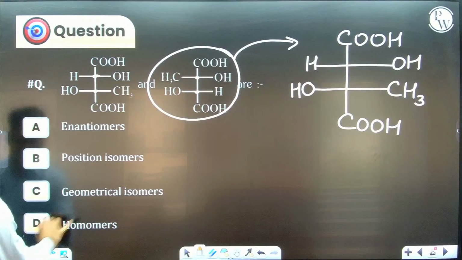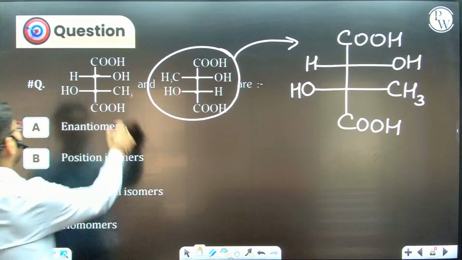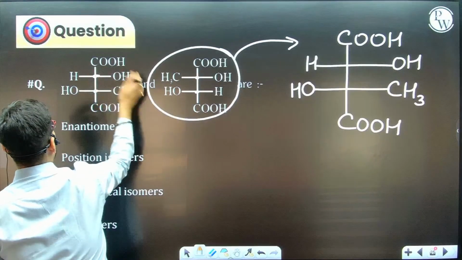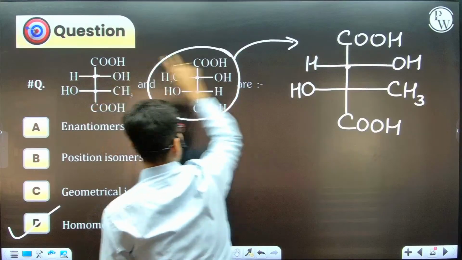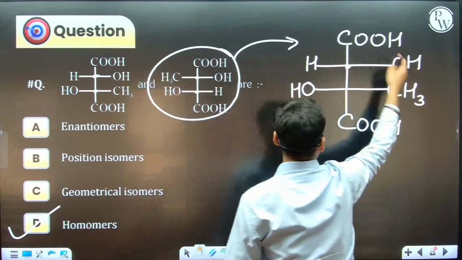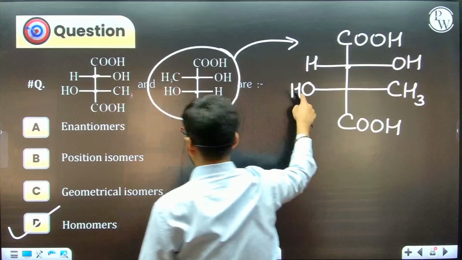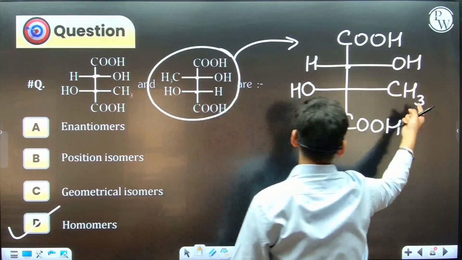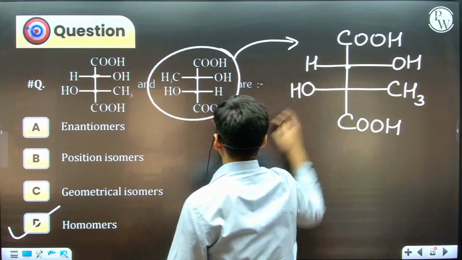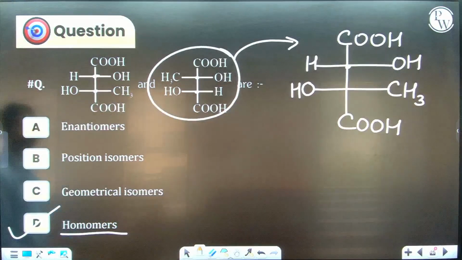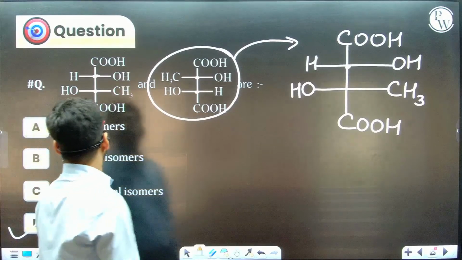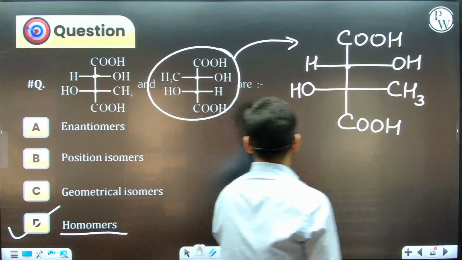So these are homomers because these are identical. Now we can compare. Around this carbon there has been no swap. H is on left, H is on left, OH is on right, OH is on right. Similarly here, OH is on left, here also OH is on left, CH3 is on right, CH3 is on right. So this and this are same, homomers. Homomers means same, identical. Right?